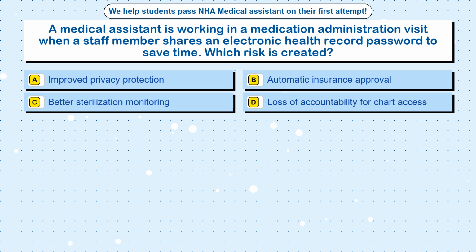Option A, improved privacy protection. Option B, automatic insurance approval. Option C, better sterilization monitoring. Option D, loss of accountability for chart access.